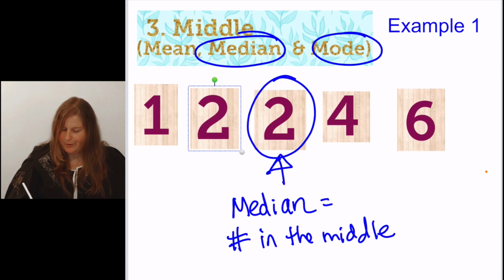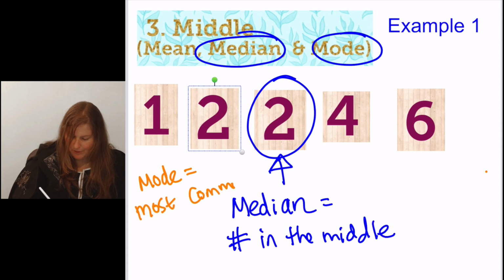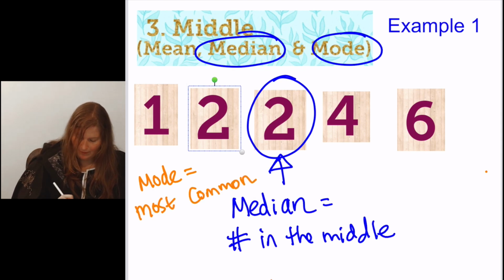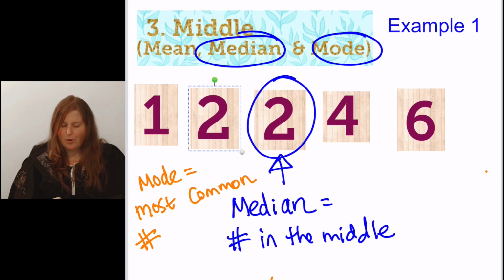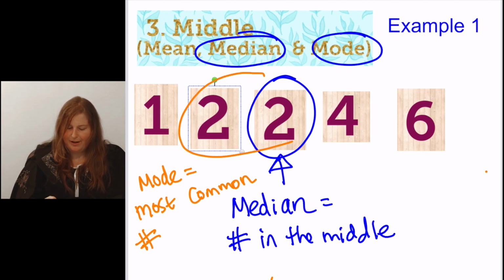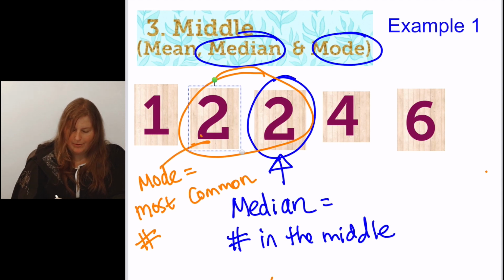Next, let's look at the mode. I would also write this down, that the mode is the most common number. So here we see that there's only one number that we have a duplicate of, and that number is 2. So in this problem, the mode also happens to be 2.